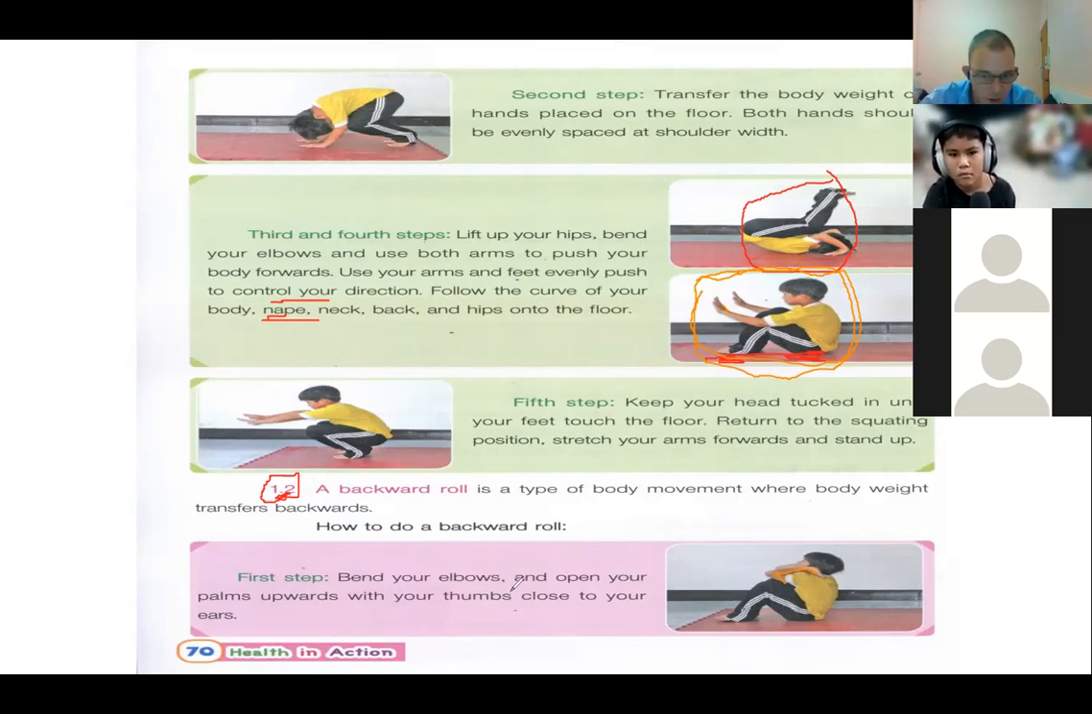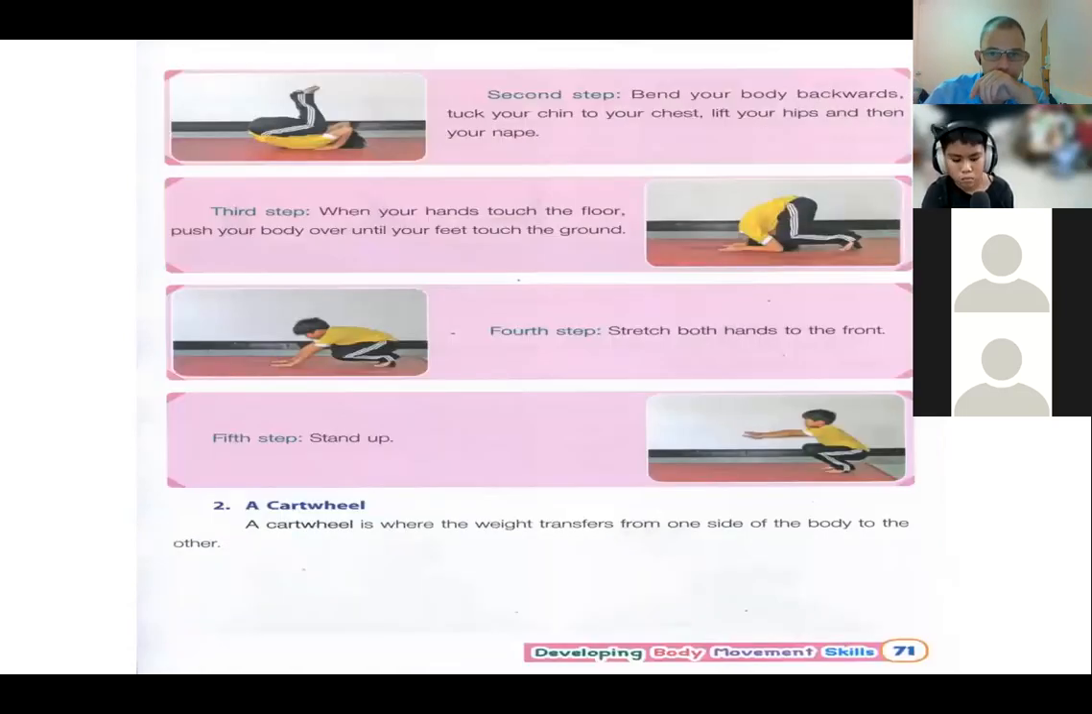So bend your elbows and open your palms upward. Thumbs close to your ears. Put your thumbs close to your ears. Very important. Step 2. Bend your body backwards. Tuck your chin to your chest. Yes, like always, to protect our neck. And lift your hips and then your bum.